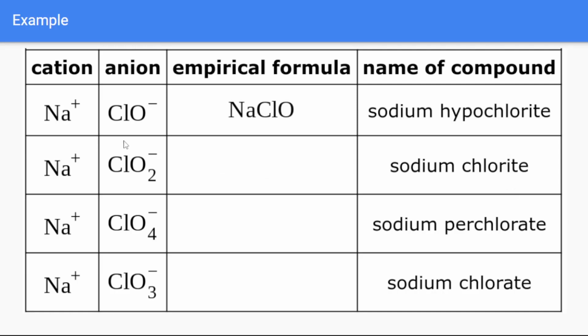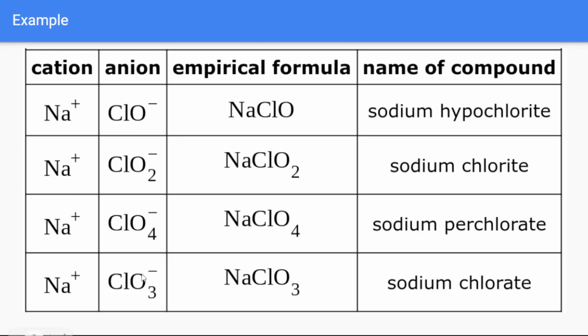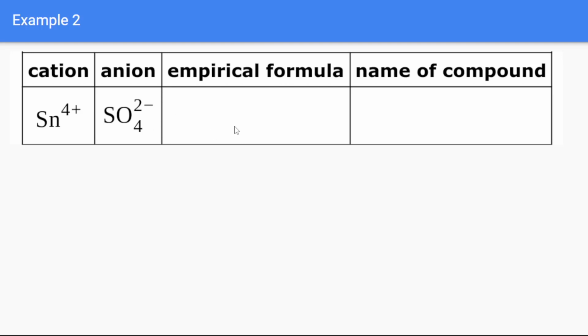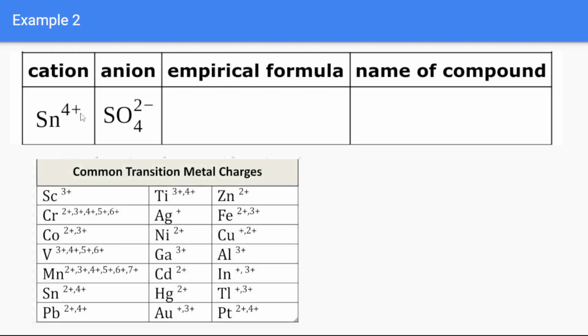So it'll work the same for all of these, positive 1, negative 1, one of each. So these are all going to work out the same because the charges have the same magnitude. Opposite charge, but the same magnitude of 1. It's not always that easy. In the case of Sn4+ and then SO4 2-, we have a different magnitude of charges.